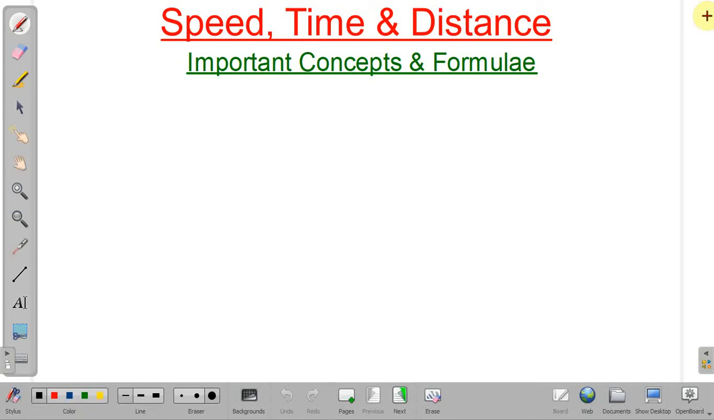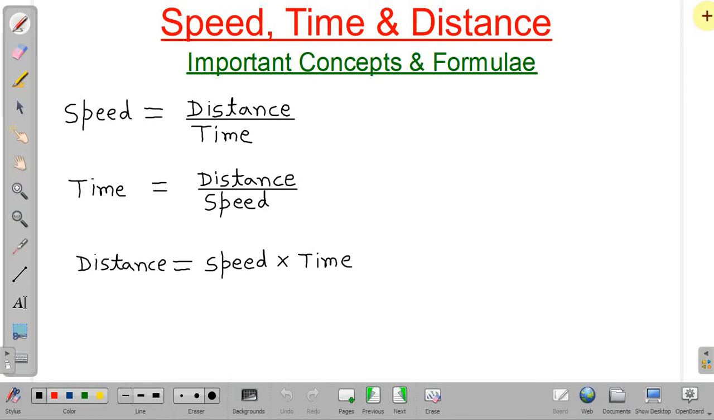In this lecture, we will discuss some important concepts of speed, time, and distance, and then we will solve some important problems based on our discussion. So, what is speed? If you know distance and time, then you can calculate speed by this formula: distance divided by time is speed. So distance covered per unit time is equal to speed.